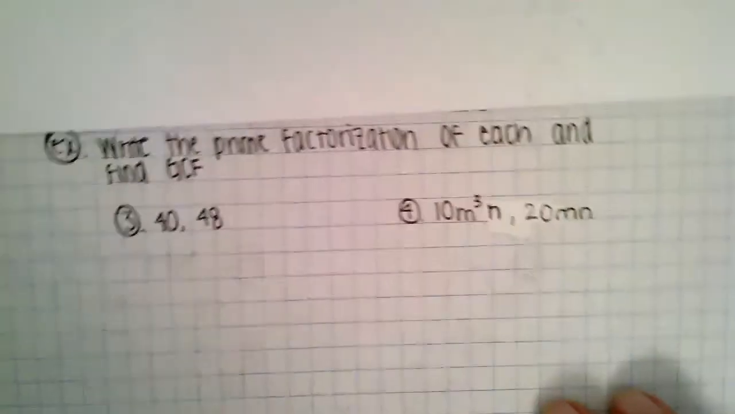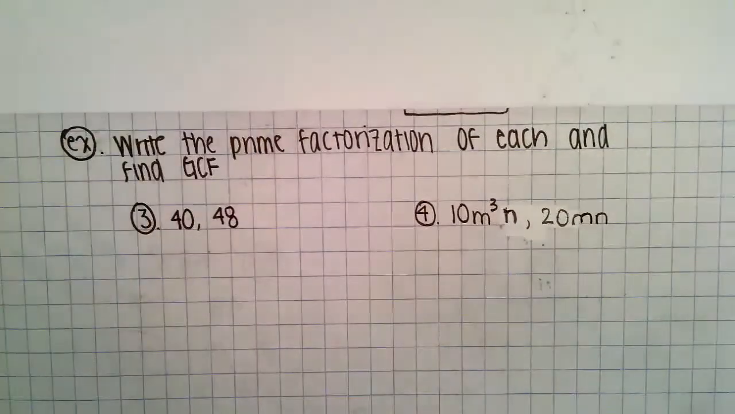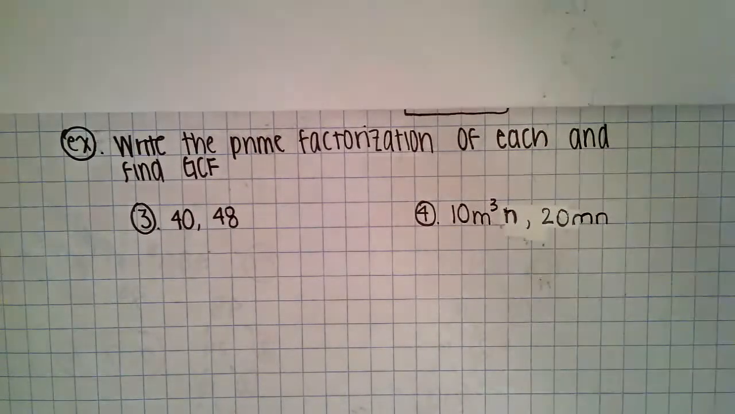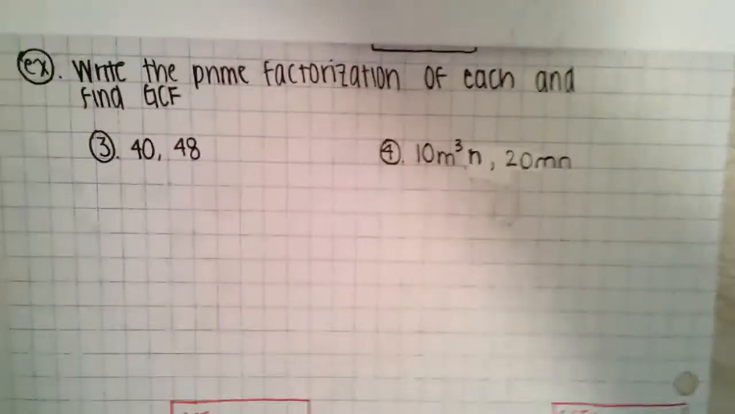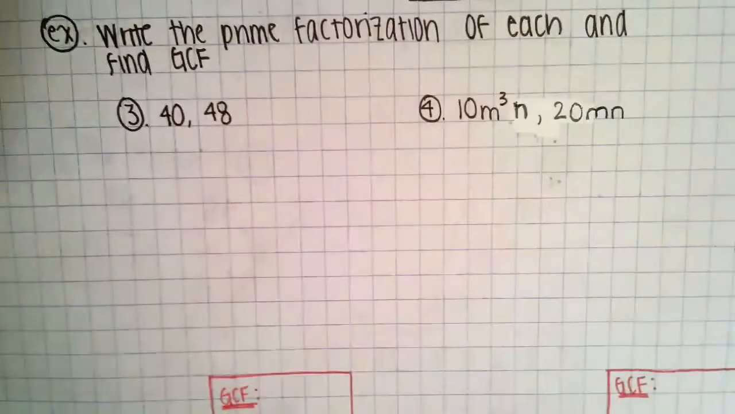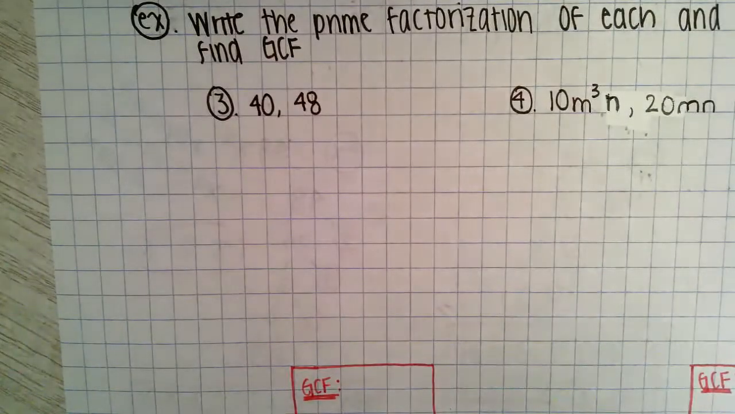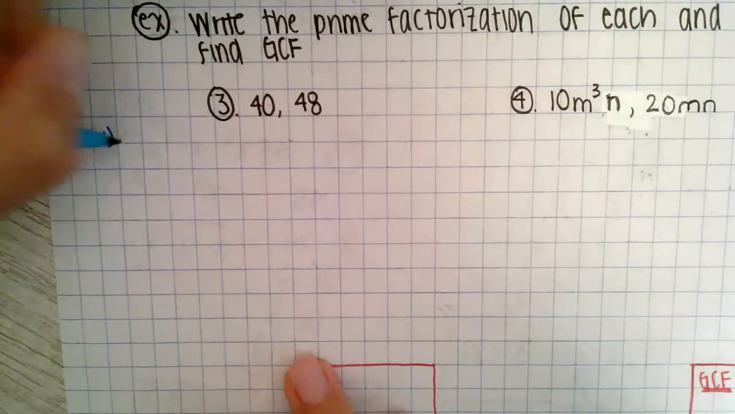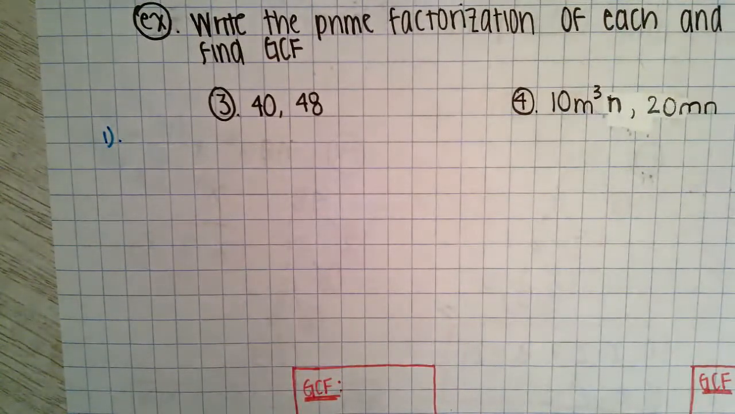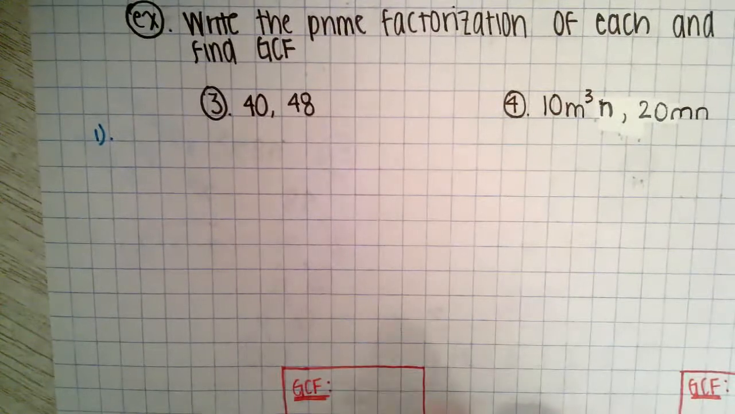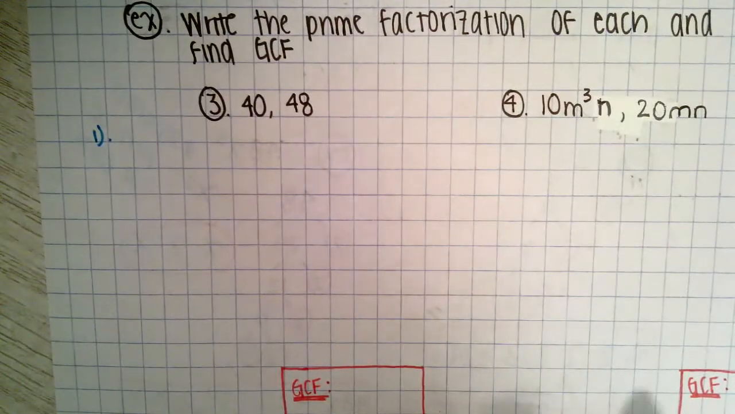Now we're going to start using our steps 1 through 3 that we wrote down at the beginning of our notes to find the greatest common factors of these sets of numbers. So we're going to start with 40 and 48. Step 1 was to find the prime factorization of each number. And if you need to review this, you can rewind this video and look at yesterday's notes. I'm not going to spend too much time reviewing these right now.